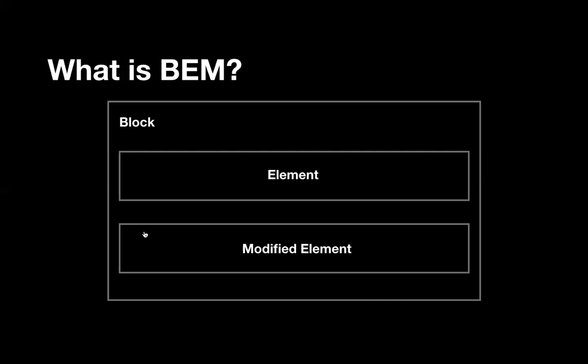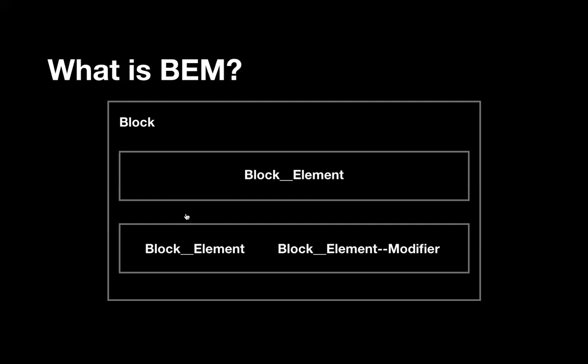And then let's say this title is a red title, right? So you could think of a modified element as, if this was a title, this would be a red title. So it's still a title, but it's been modified to be red. So in addition to modified elements, you could also have modified blocks. So if this was a header and you want to have a header with a red border, you would have a modified block.